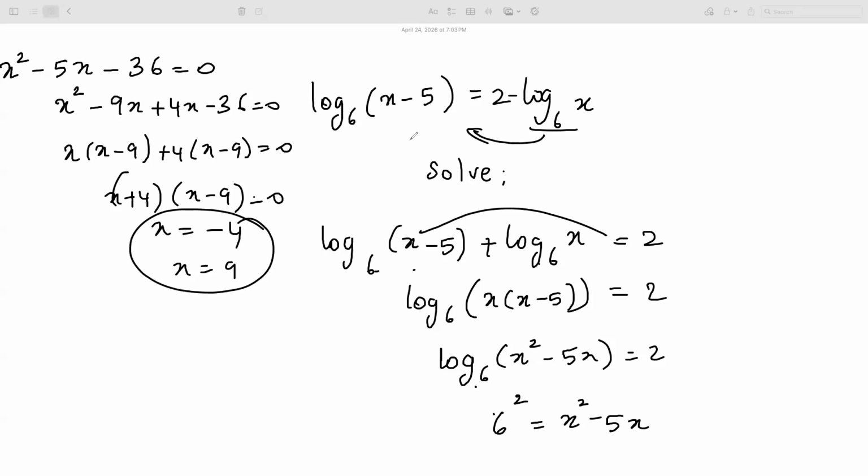Here, when you substitute it back, minus 4 will give negative logs. So minus 4 is an extraneous solution. The only solution is x equal to 9. Can I move on? Okay. I have more questions for you. Let's do it in one shot, okay? Let's do 2, 3 together, okay?